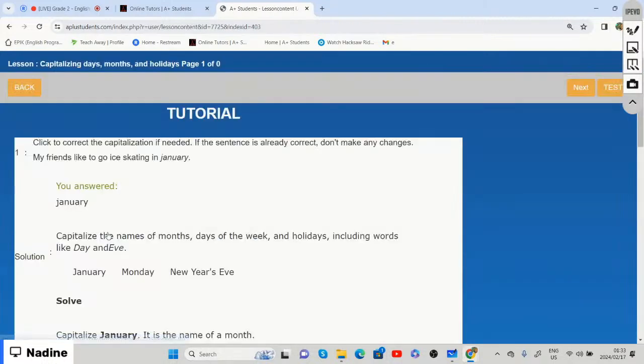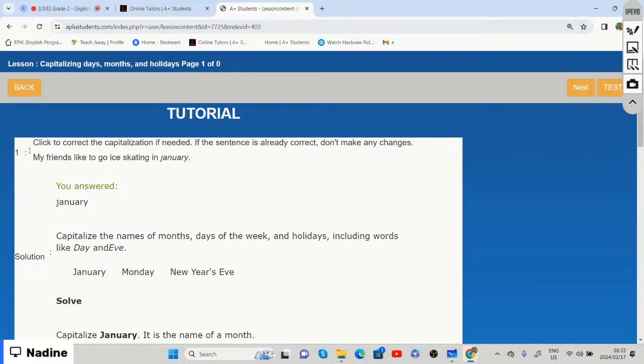All right, and then we said we are capitalizing days of the week, months of the year, and we're also capitalizing holidays, right? And we made examples of January or Monday or New Year's Eve or Christmas Day, right? So now we're going to click the correct capitalization if needed. And if the sentence is already correct, then don't make any changes, right?